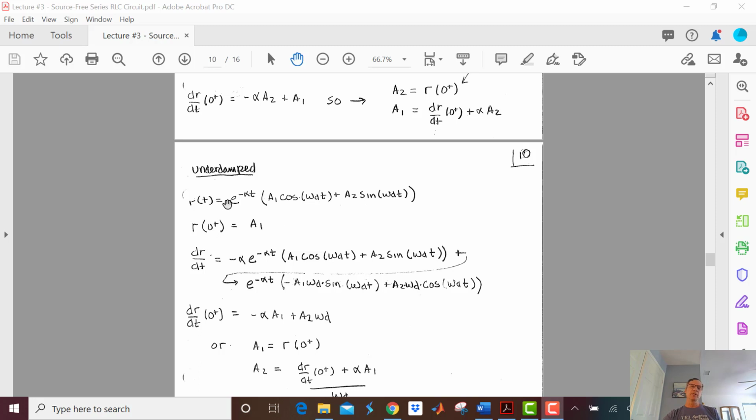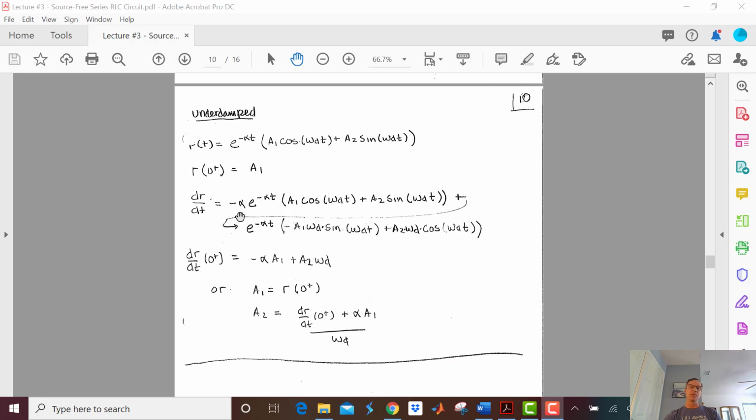So let's substitute in time equals 0 in this expression. This becomes a 1. This becomes an A1 because the cosine of 0 is 1. This becomes 0. So I immediately know A1. It's just the response at 0 plus. Now let's take the derivative of the response. First, we'll take the derivative by itself, then we'll substitute in 0 plus.